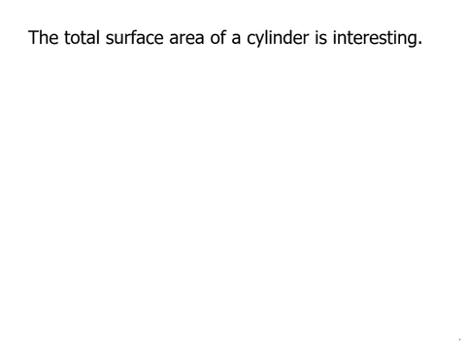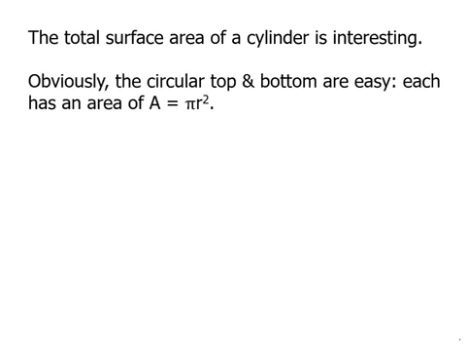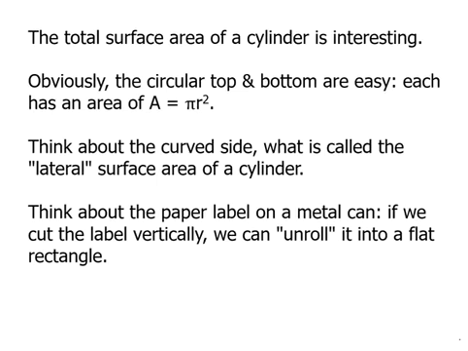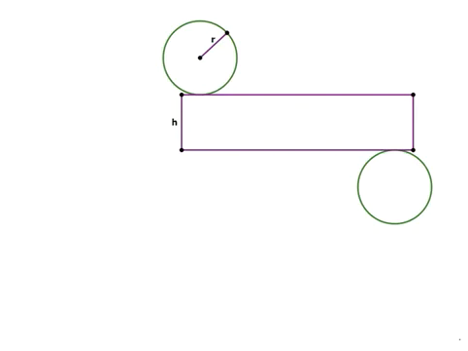The total surface area of a cylinder is very interesting, and the test might ask about this also. Obviously, the top and the bottom are easy. Each is a circle, so it has an area pi r squared. Think about the curved side, what is called the lateral surface of a cylinder. Think about the paper label on a metal can. If you were to take a razor blade and make a vertical slice and cut the label, then you could unroll it into a flat rectangle.